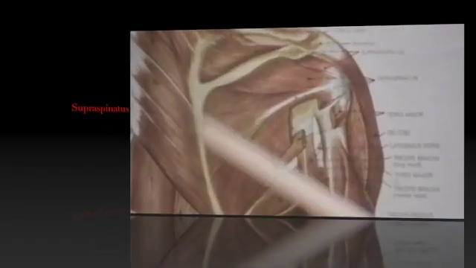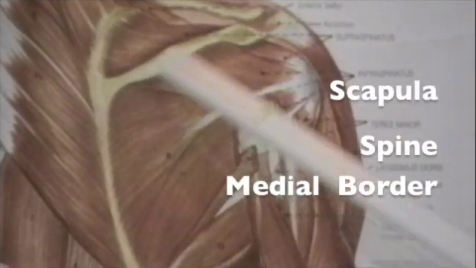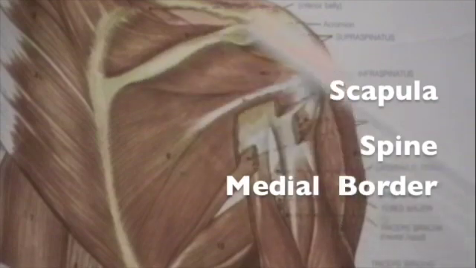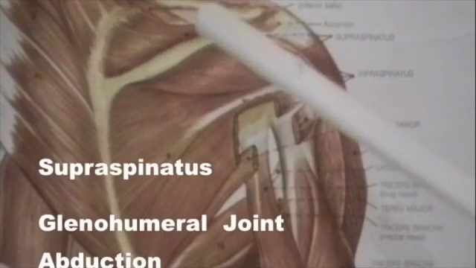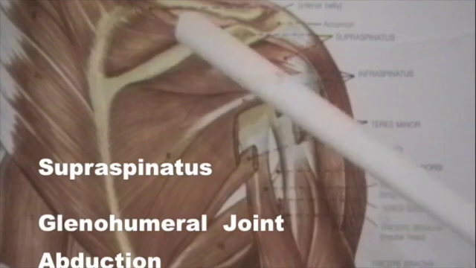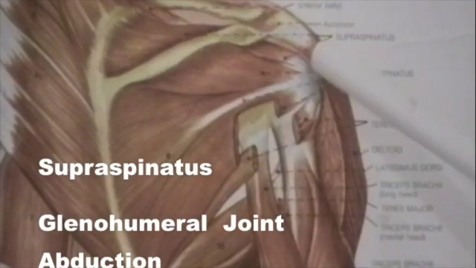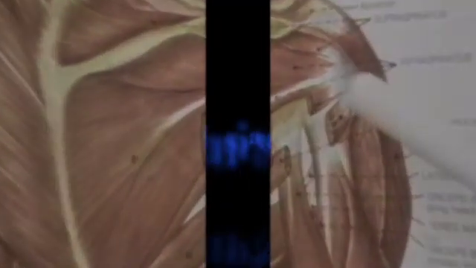This is the scapula. There is the spine of the scapula, the medial border of the scapula. Above the spine of the scapula is supraspinatus, superior, above the spine of the scapula. It initiates abduction at the glenohumeral joint, so abduction of the arm. It will lift the arm out to the side.